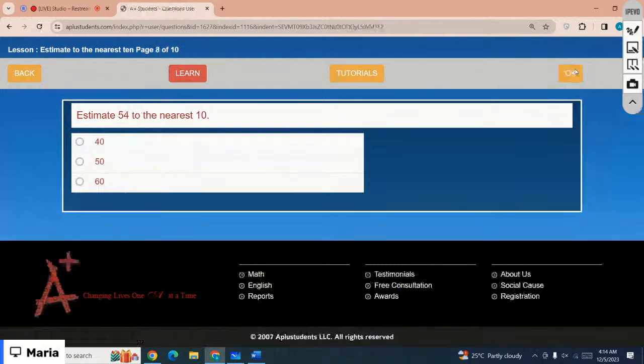Okay, the next one is: estimate 54 to the nearest 10. 54 is rounded off to which 10? Yes, very good. 54 is rounded off to 50. The correct option is 50. Very good.